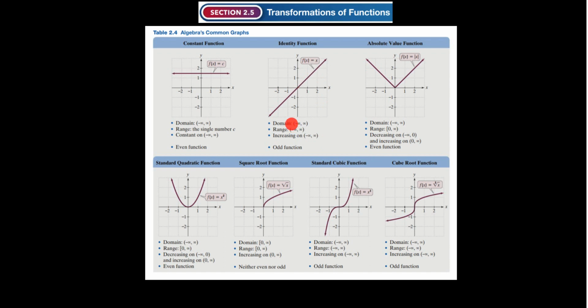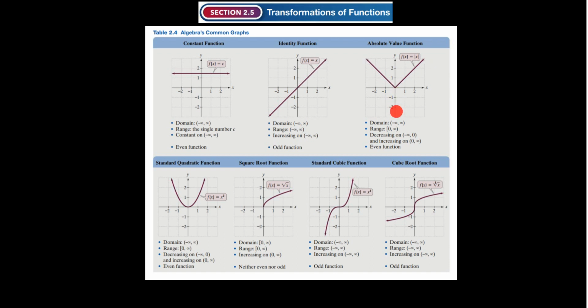The domain is negative infinity to positive infinity. The range is the same. And of course, we see that we're increasing from negative infinity to positive infinity. This is considered an odd function because we are symmetric about the origin. The absolute value function creates a V.